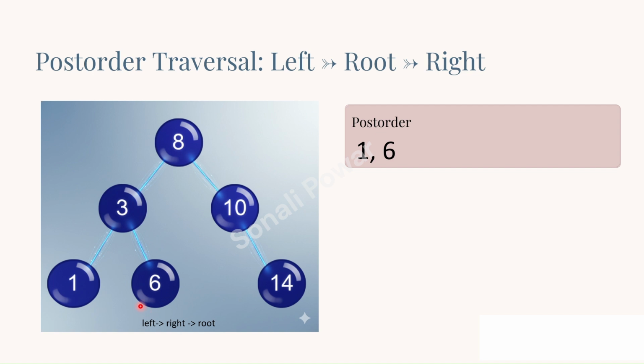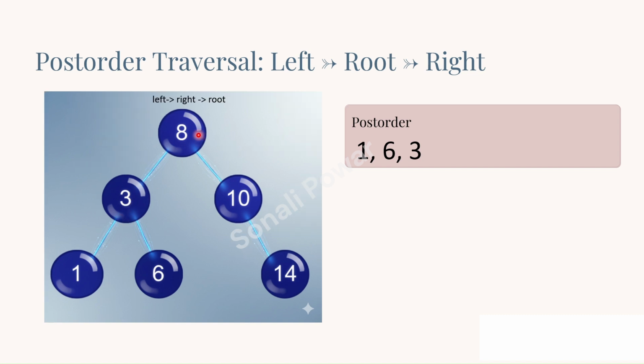For the 6, there is no element to the left as well as right. So we can print or process the 6. Now again we will come to the 3. In case of the 3, we have done with all the left part as well as all the elements which are present to the right. Now you are allowed to print or process the 3.